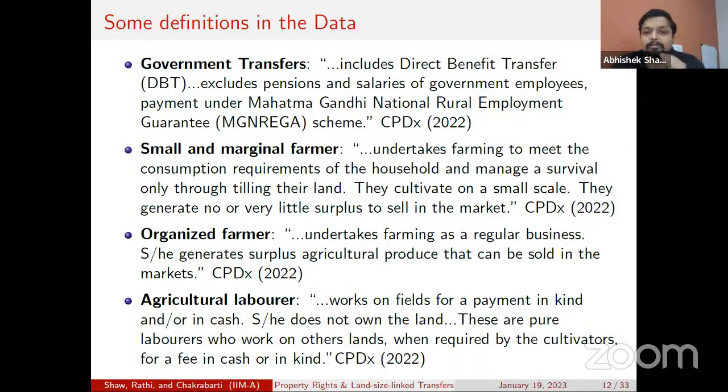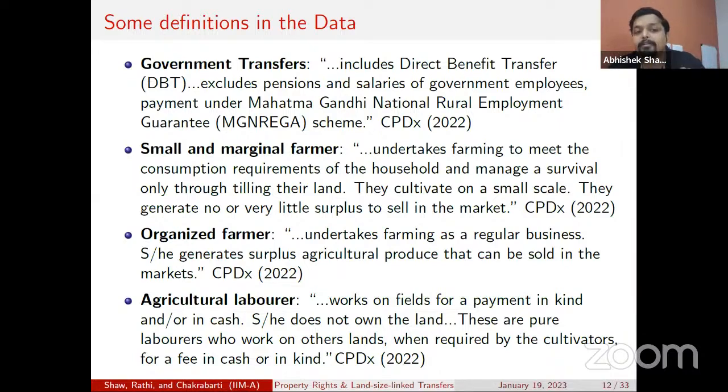So just to quickly say, there are some other ways in which small and marginal farmers, organized farmers, and agricultural laborers are defined in other datasets, for instance, NSSO and various others. So I'll just quickly explain what they mean in CMI's data, and give you a sense of whether what we are doing is making sense, in terms of whether we are seeing what we are hoping to.